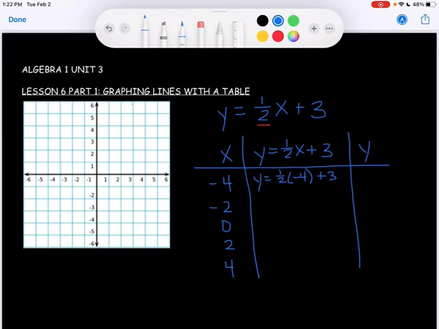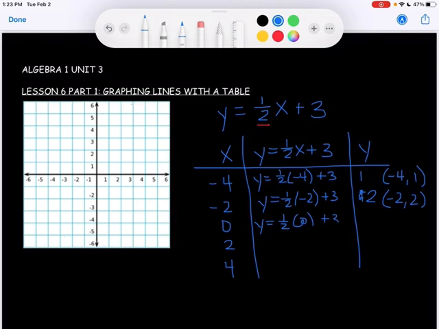I can plug this in to get my y. So 1/2 of -4 is -2. -2 plus 3 is 1. Then I'm going to do that with the rest of these values. And again, this is the ordered pair -4, 1. And then this next one should be 2. Sorry, wrote that in wrong. And then we end up with a +3 here, so the ordered pair is 0, 3.